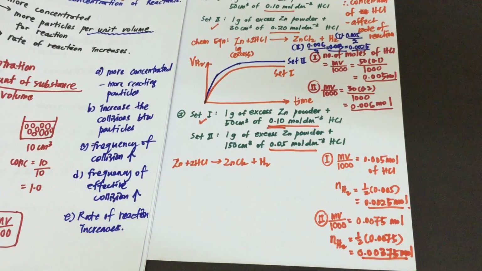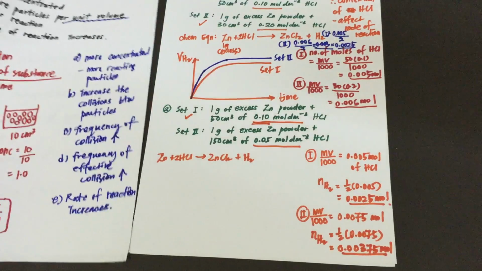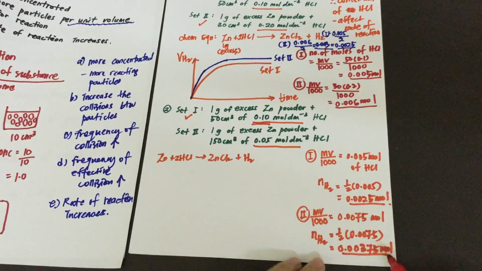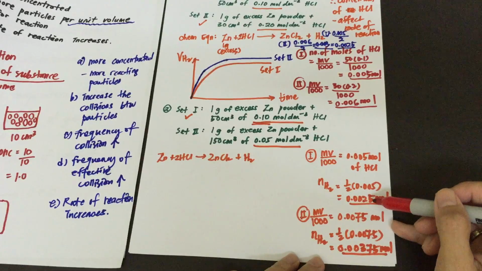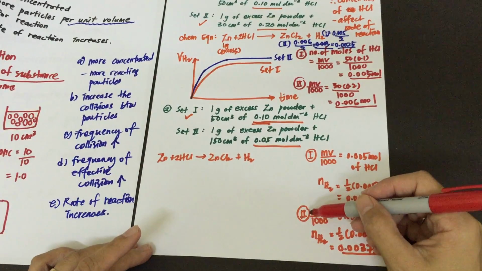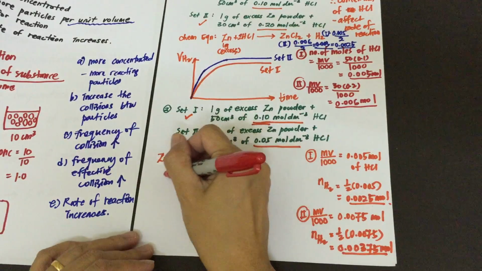Which one will give you a higher number of moles? By looking at the two numbers of moles over here, we know that the number of moles of the hydrogen gas of the second set will be higher compared to the first set. The first set obtained 0.0025 mole, while the second set obtained 0.00375 mole. So that means the second set will give a higher volume of hydrogen gas as well in the graph.